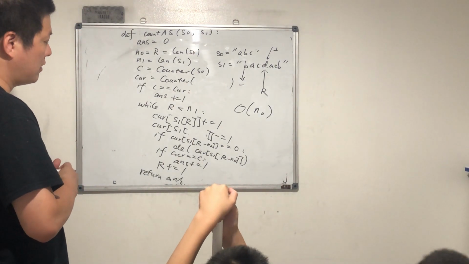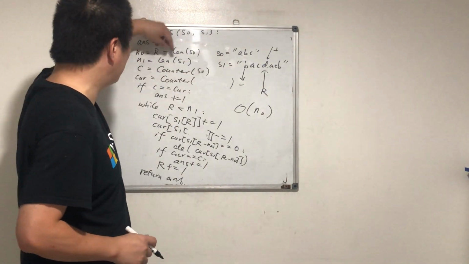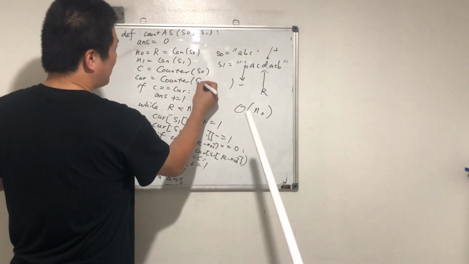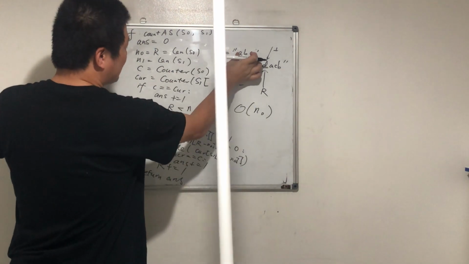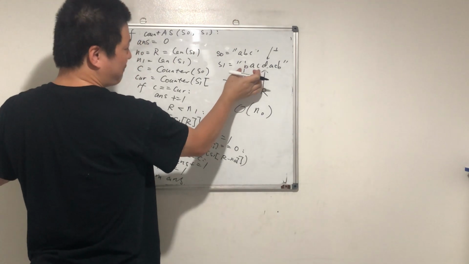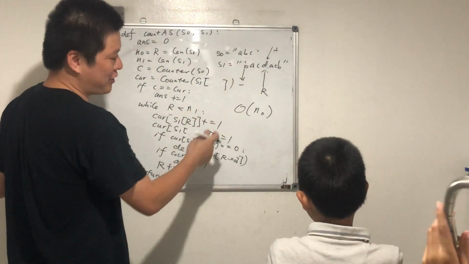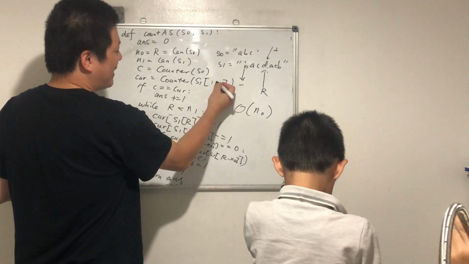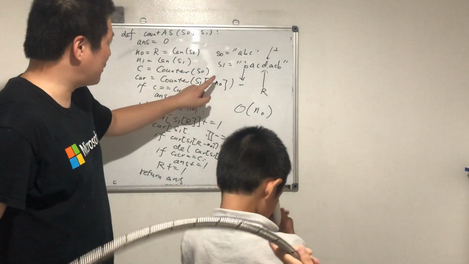Current equals what? Counter what? Look. S1. This is S0. C is this one. S1, we are going to use the first few characters, which is what? N0. Well done, N0. And then here we are adding this R, and then what should we do?